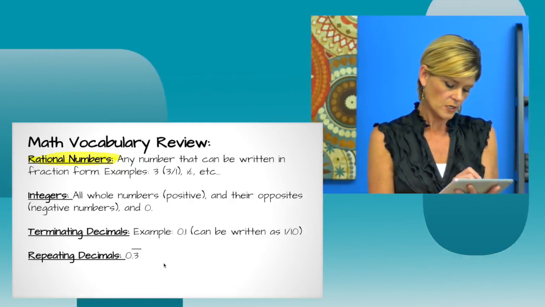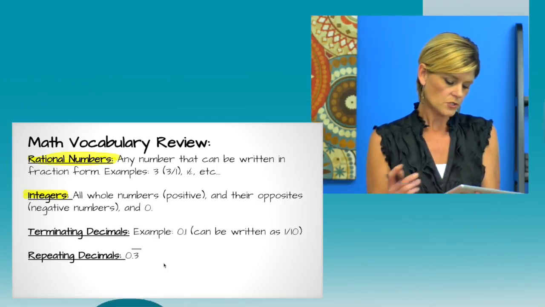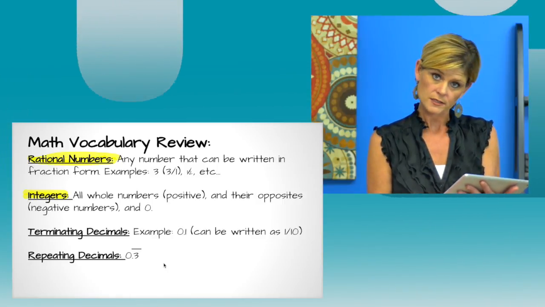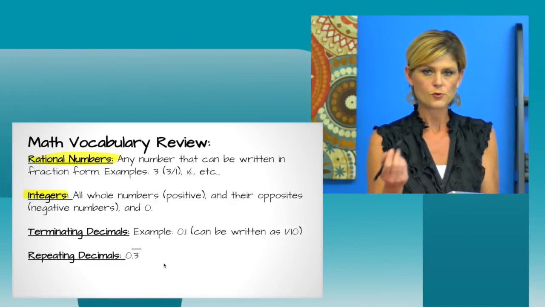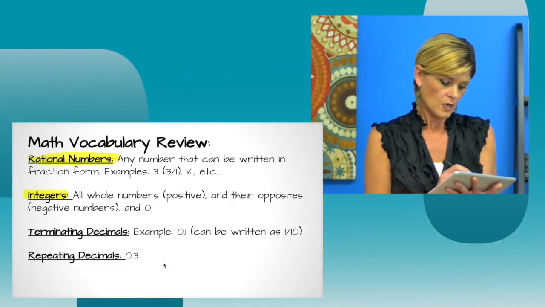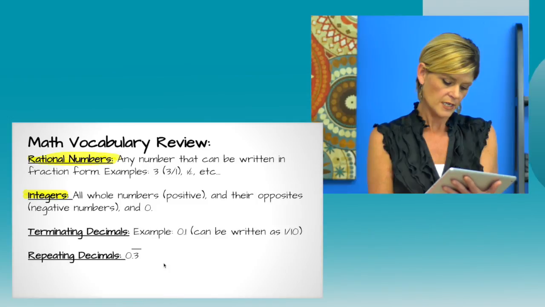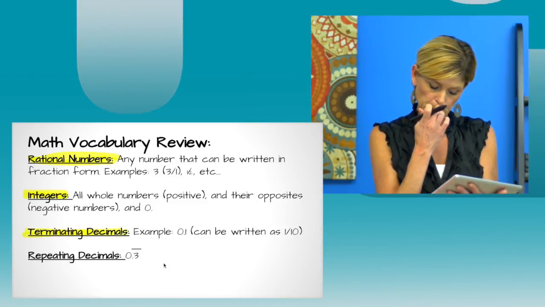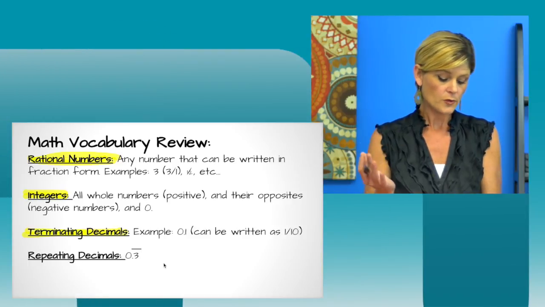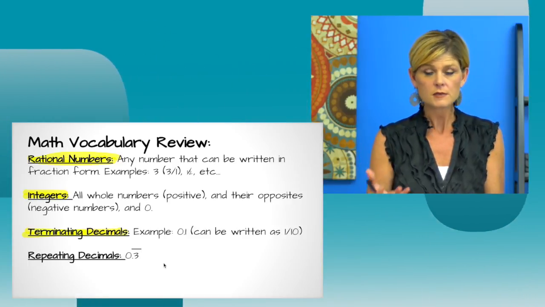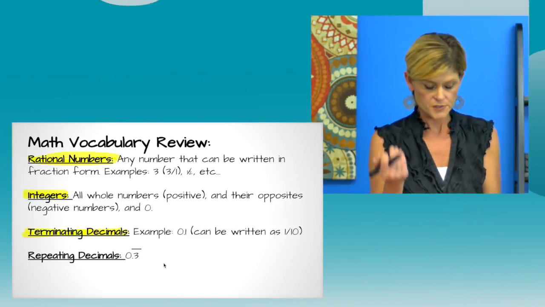The other thing I wanted to talk about was integers. Integers are all whole numbers, positives, and their opposites, the negative numbers, and of course 0. Also included are terminating decimals. An example of that would be 0.1. And 0.1 is a rational number because it can be written in fraction form as 1 over 10.